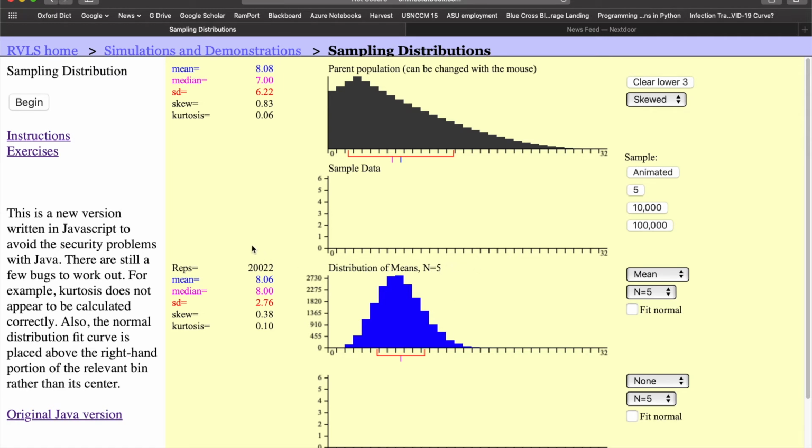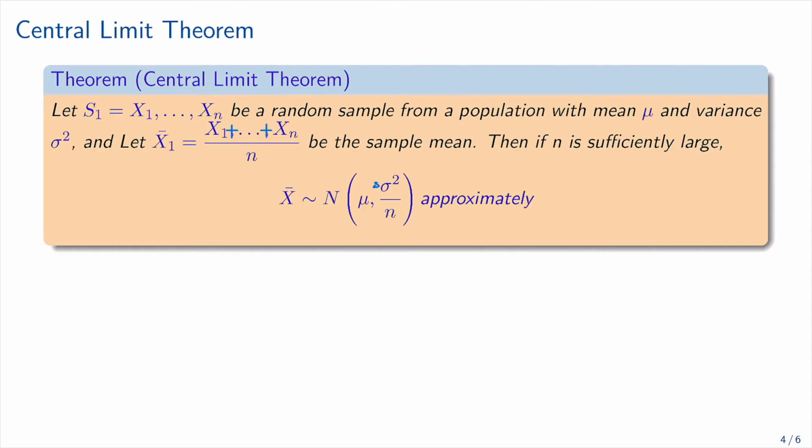So you can access this applet and play with the concept. The central limit theorem says that if S1 is a random sample from a population with mean mu and variance sigma square, and x1 bar is the sample mean, then if n is sufficiently large, x bar is distributed as normal with parameters mu and sigma square over n.